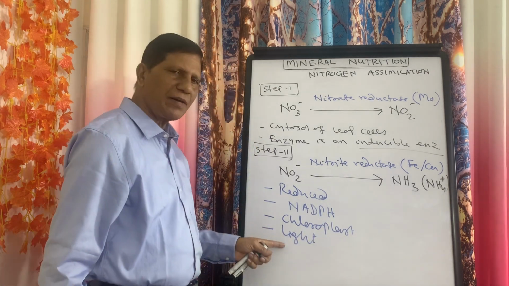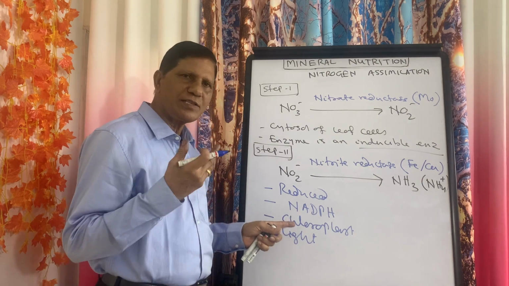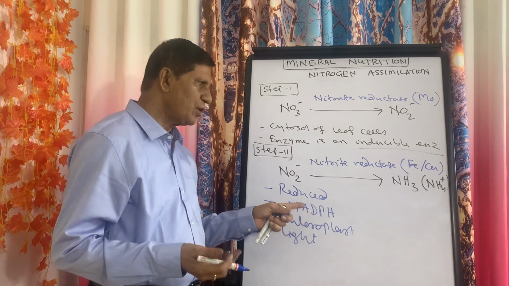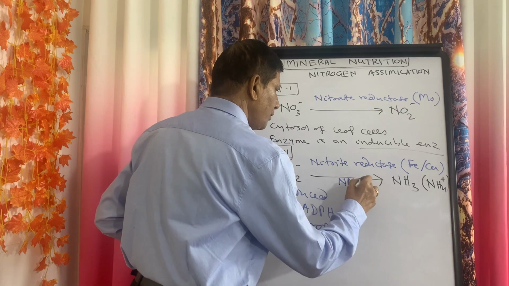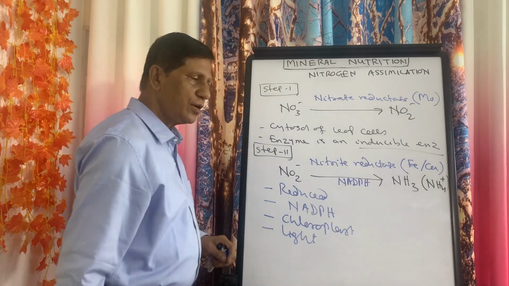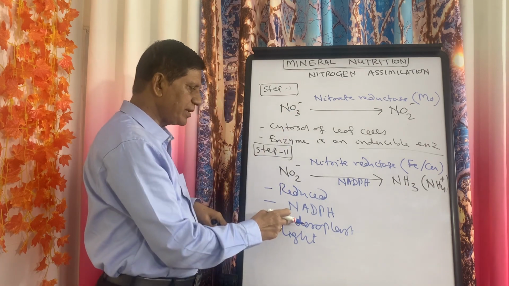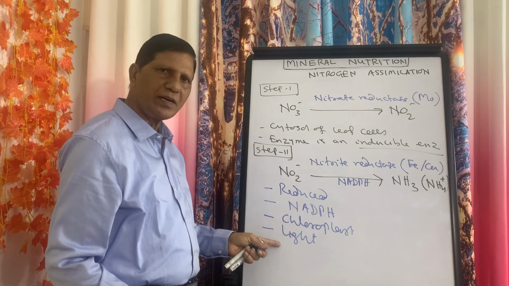Why in presence of light? Because when light falls on the chloroplast, there will be photolysis of water, and during that photolysis of water, this NADPH is produced, which will reduce this nitrate to ammonia. So you see, this reaction takes place in the cytosol, while this reaction takes place in the chloroplast. It is not depending upon light, but this is a light dependent reaction.